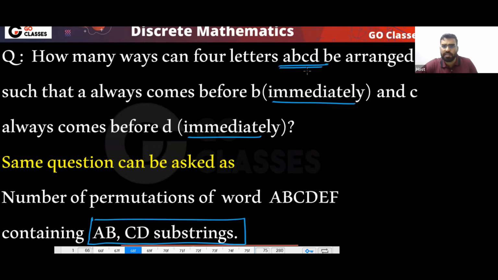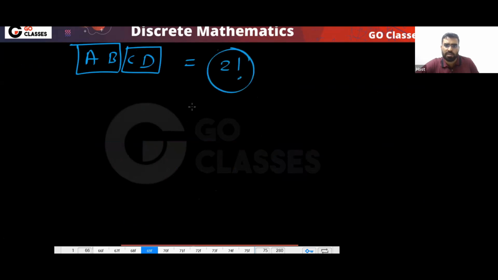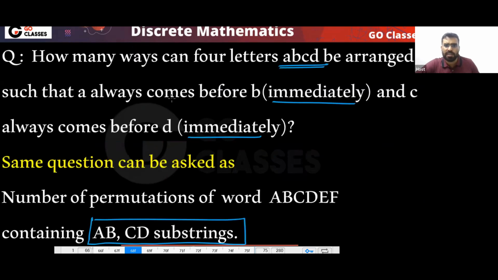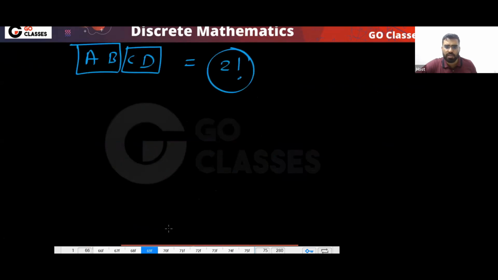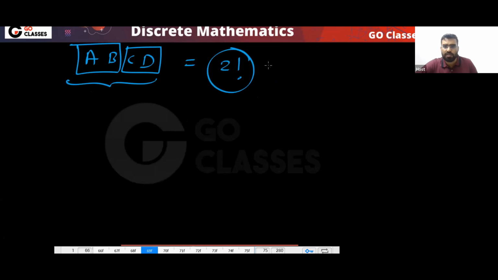So you have 4 letters A, B, C, D. These 2 must be in a box, and these 2 must be in a box. So the answer is 2 factorial. Just put them in a box, because I want the AB substring and the CD substring. So the answer will be 2 factorial.